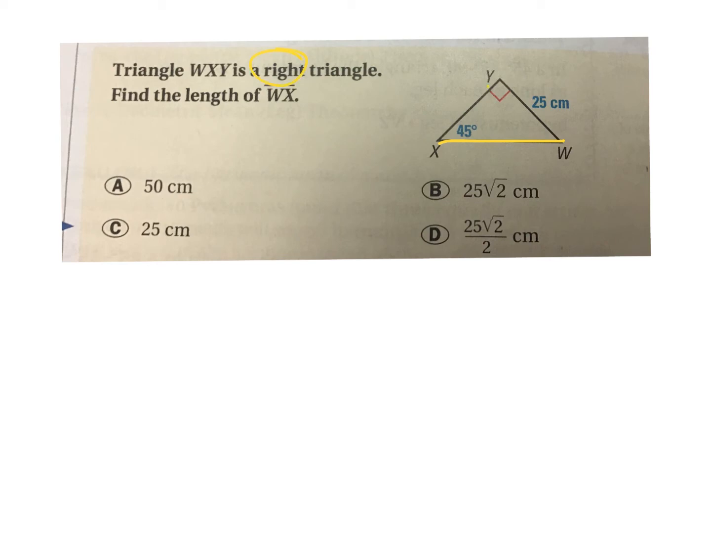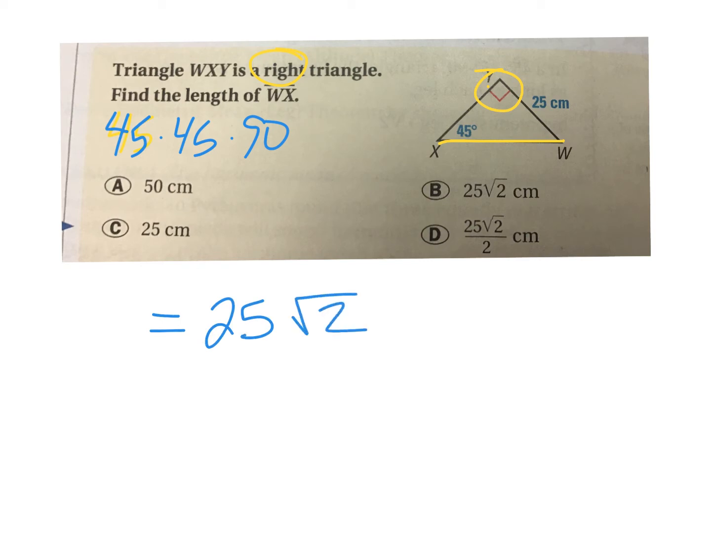We know it's a right triangle, so we know this is 90, that's 45, so it is a 45-45-90 triangle, right? So we know that because of that the hypotenuse equals 25 times the square root of 2, right? So then A, B, C, or D? B. Yep, so B would be our answer.